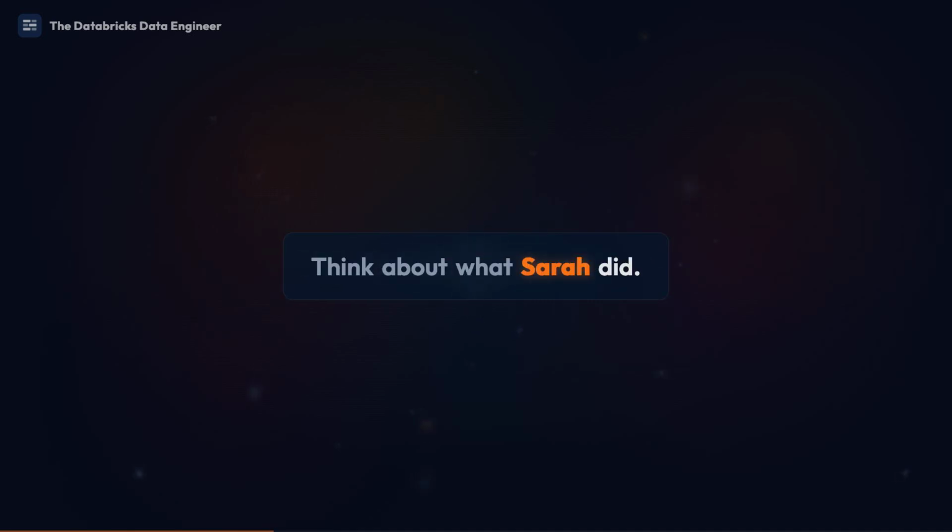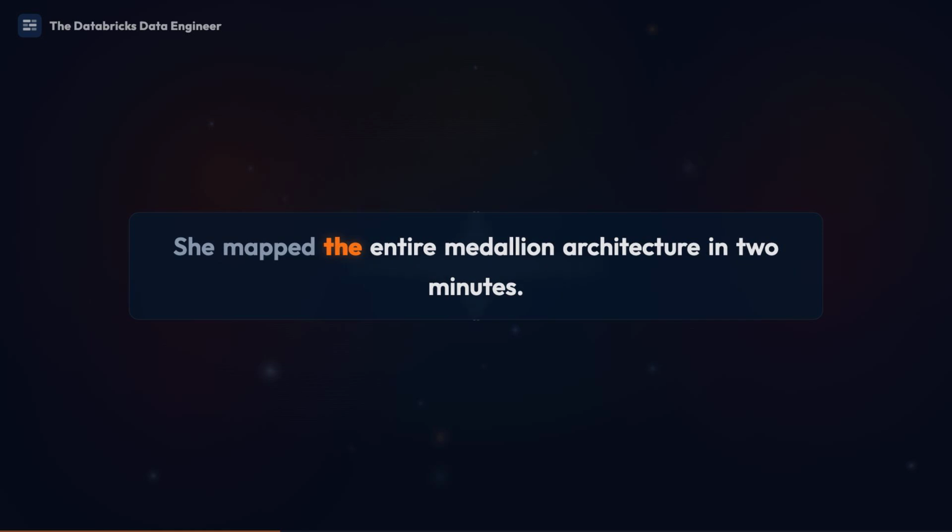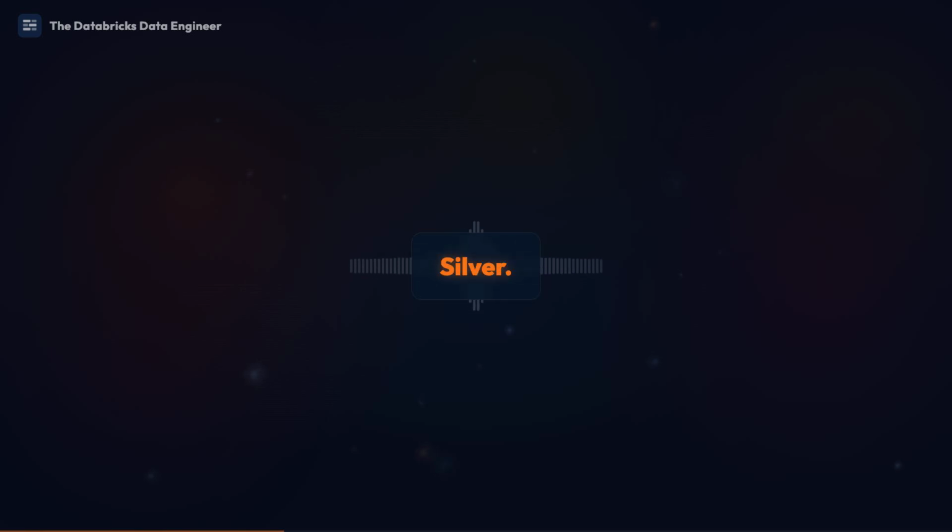Think about what Sarah did. She heard design a pipeline and immediately started drawing. She mapped the entire medallion architecture in 2 minutes. Bronze, silver, gold. The layers were clean. The tool choices were defensible.